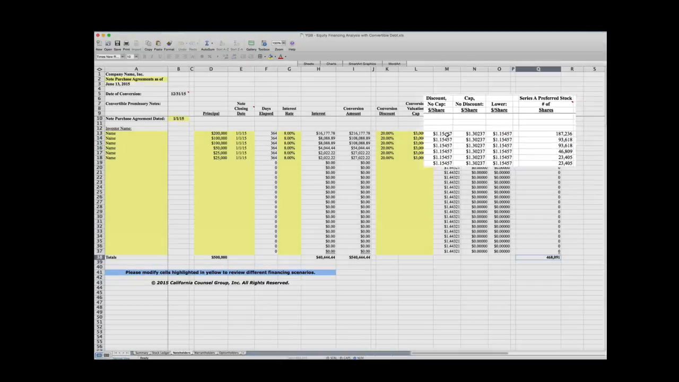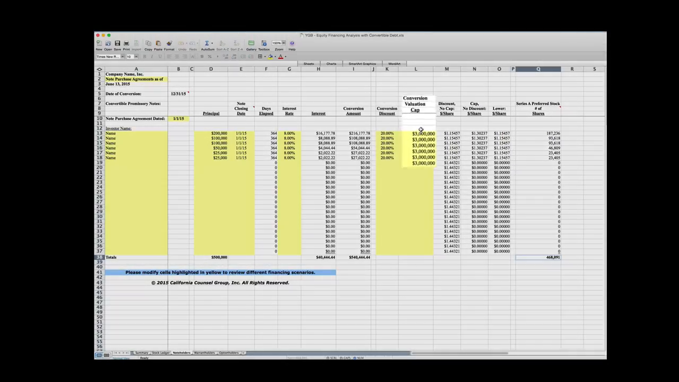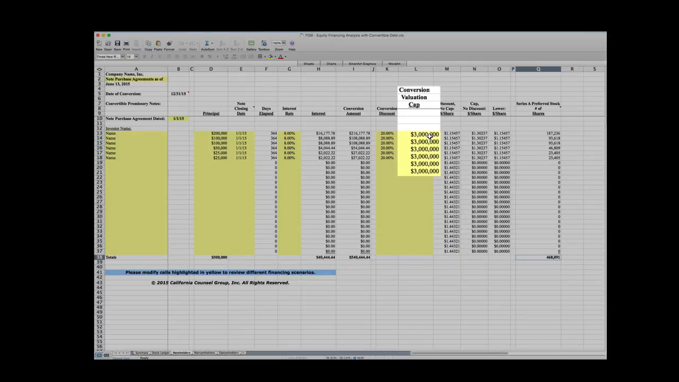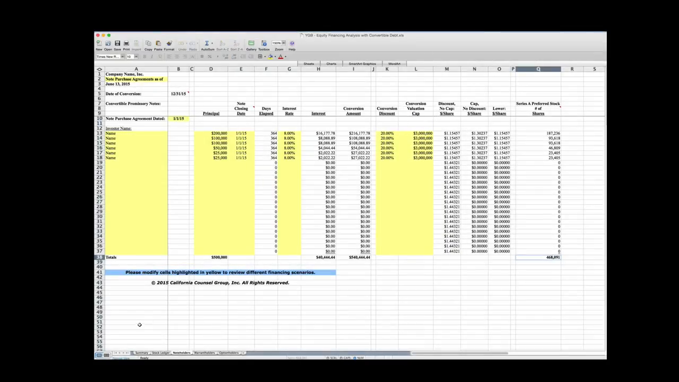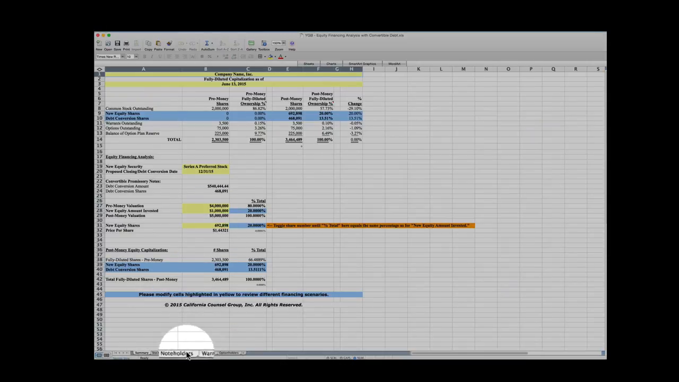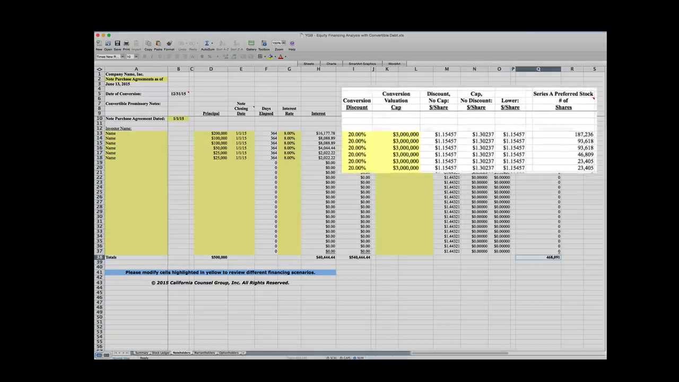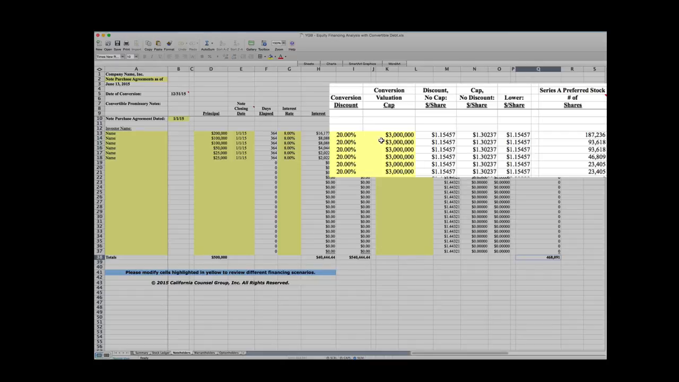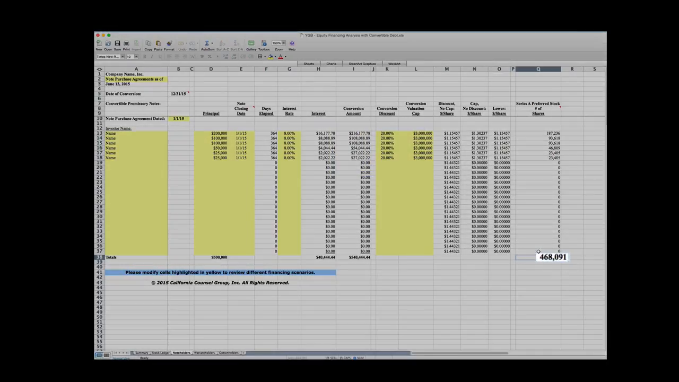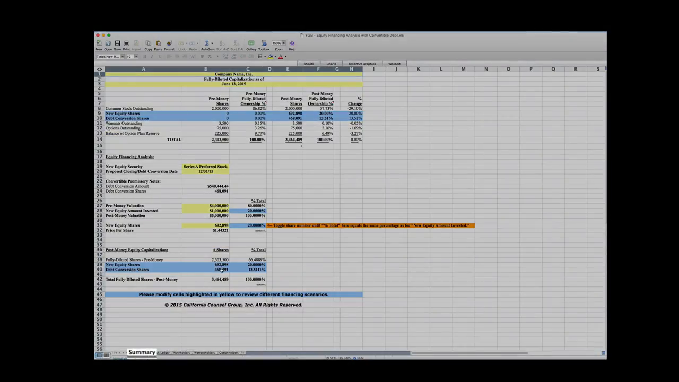And what's interesting is, in this case, even though the valuation cap is lower than the pre-money valuation that we have on the summary page, so if you look here, it's $4 million. The valuation cap here is $3 million. Given the conversion discount, the lower price is actually the conversion discount column. So that's the price per share that's used and applied to the conversion amount to calculate this number of shares. In this example, it's 468,091 shares. That number shows up here, okay?